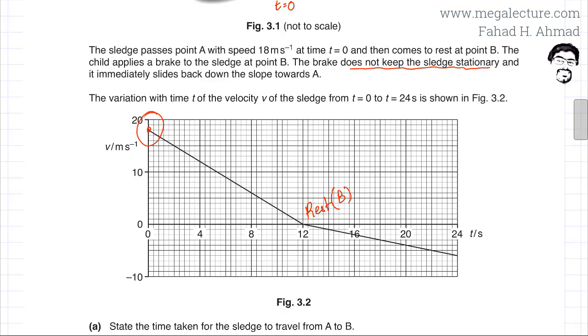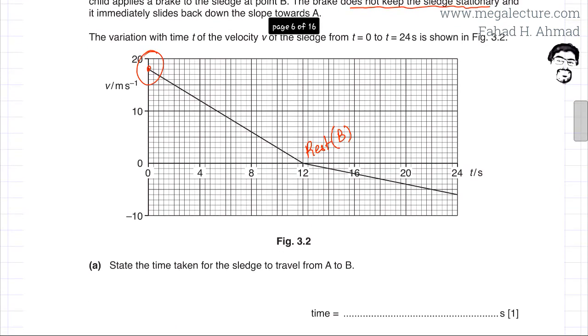So the first part of the question is, state the time taken for the sledge to travel from A to B. So initially at 18 meters per second, it's traveling. Slowly, gradually, it decreases in speed and reaches the rest state. The velocity becomes equal to 0 at B. So this is point B. So how much time did it take? If you look at this, it took the sledge 12 seconds.